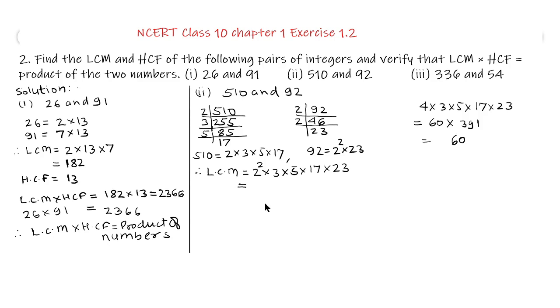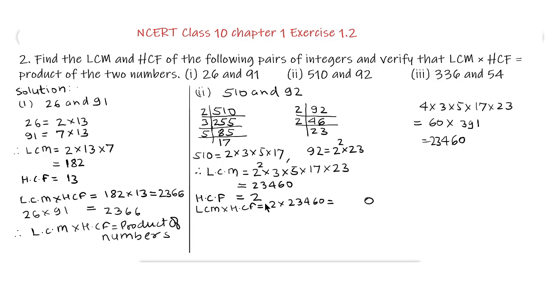6 times 1 is 6. 6 times 9 is 54. 6 times 3 is 18 and 5 is 23. So our LCM is equal to 2 multiplied by 23,460. So we multiplied by 2.